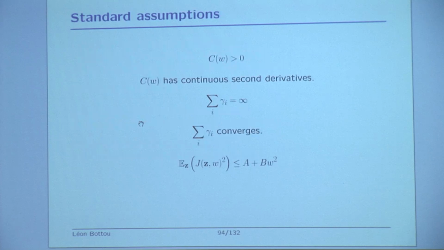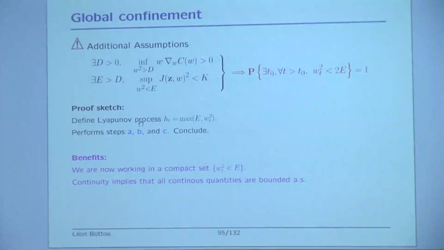So the something else is going to take the cost function itself as a Lyapunov function. So you suppose that the cost function is bounded from below. There is a C star. And you're going to take C(W) minus C star and try to show what's going on. So we're going to say that the cost function is positive. It has continuous second derivatives, the standard conditions on the learning rate, the standard condition on the boundedness of the gradient. And we go. And here we have the two global confinement assumptions. So I'm going to show what they mean.